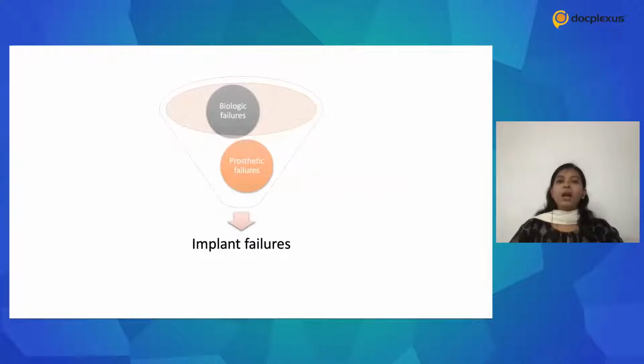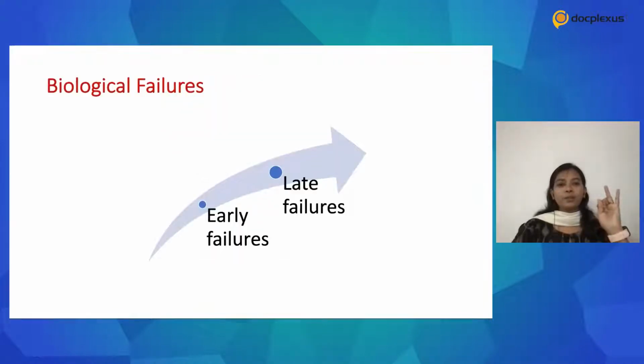So once you have an implant failure due to some reasons, you need to categorize into two main problems. You can either categorize them as biologic failures or you can categorize them as prosthetic failures. Biologic failures are, as I told you, from the host. So one side is the host tissue. The other side is the prosthetic failures. It could be the implant as such, or it could be the prosthetic components of the implant. So broadly, we categorize them as biologic failures and prosthetic failures.